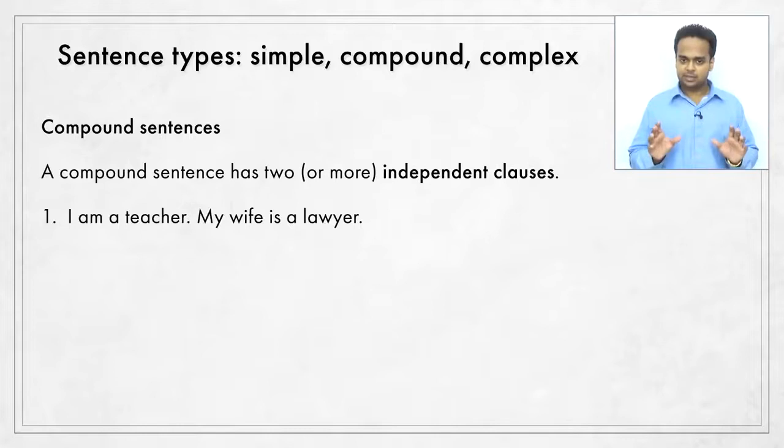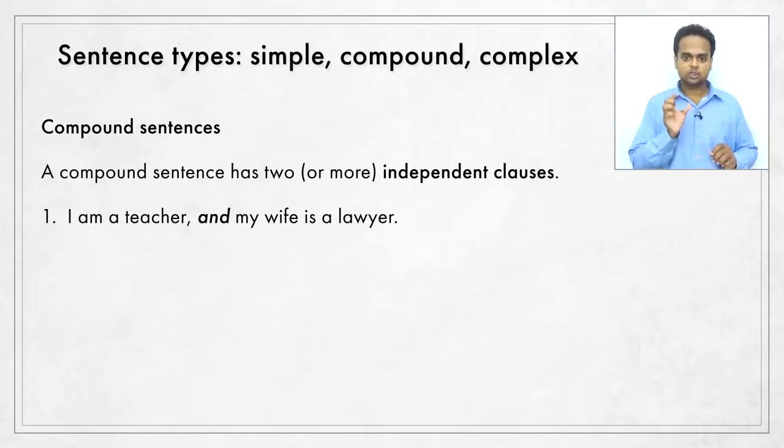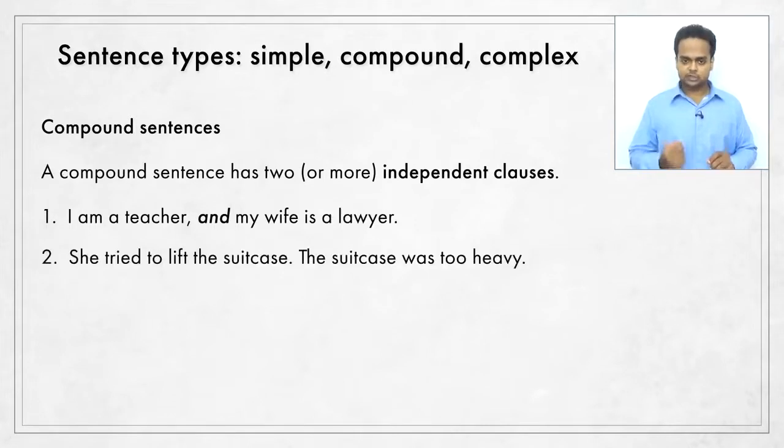And the problem with this is that it sounds choppy and disconnected when we say it like that. I am a teacher. My wife is a lawyer. Instead, we can combine them like this. I am a teacher and my wife is a lawyer. This sounds much better, and now we have one compound sentence with the two independent clauses connected by the conjunction and.